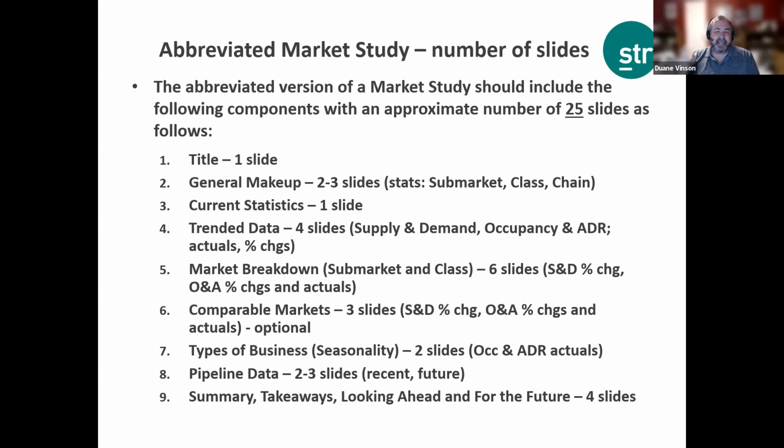Comparable markets, 3 slides there. Supply and demand percent change, occupancy and ADR percent change, and then occupancy and ADR actuals. It is not optional. It should be included in your presentation. Types of business, you're looking at seasonality in yours. So 2 slides is all you need there. We showed you examples of those, 1 for occupancy, 1 on ADR.